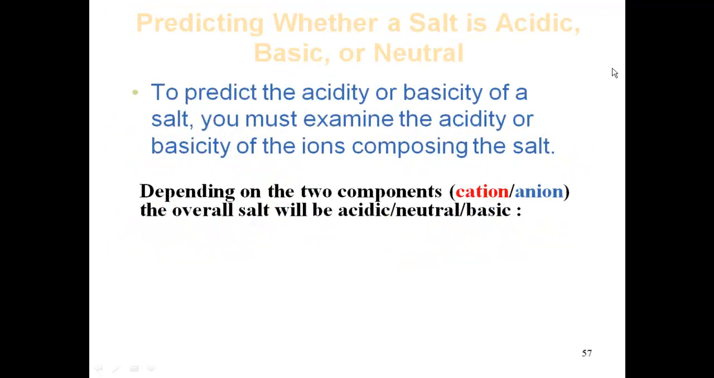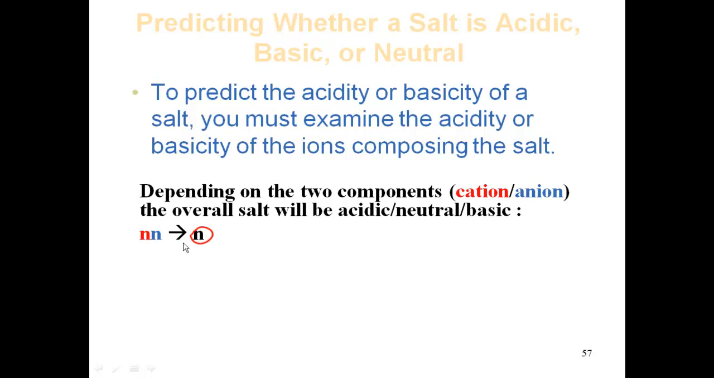To predict the acidity or basicity of a salt, you must examine the acidity or basicity of the ions composing the salt. Depending on the two components, the cation and the anion, the overall salt will be acidic, basic, or neutral. If I have a cation that's one of those we memorized as neutral, and an anion that is one of the ones we memorized as neutral, then the whole salt will be neutral.